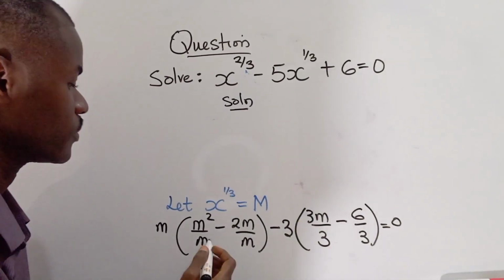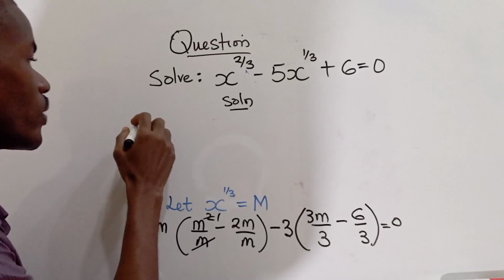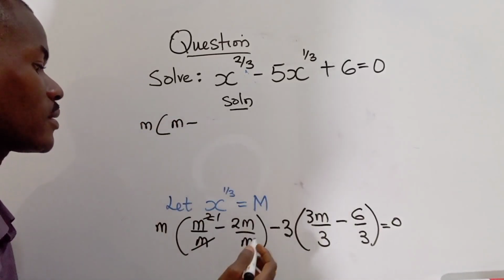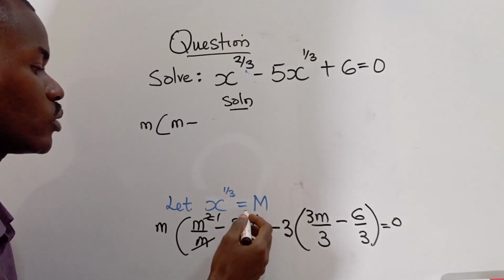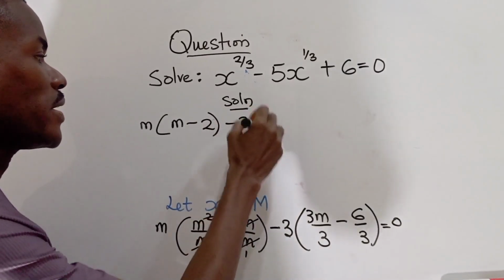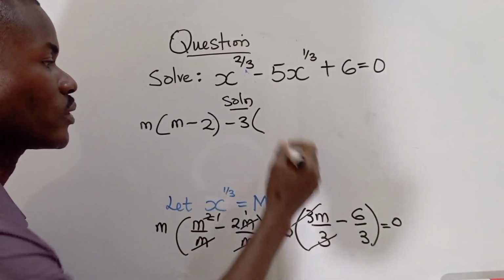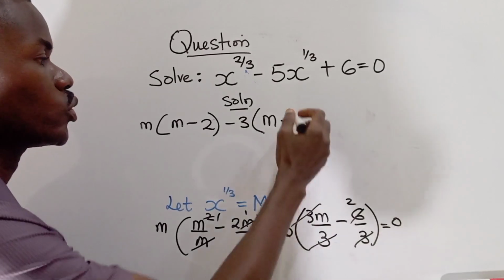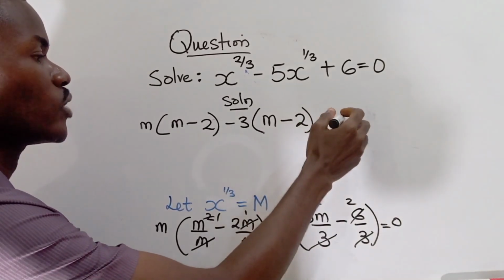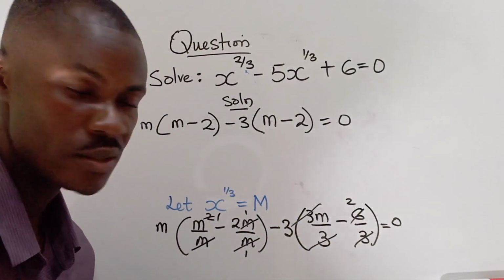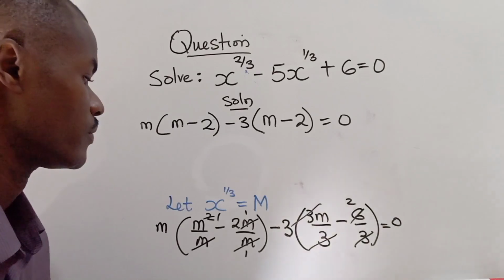So m is going to cancel 1 here. So we have m in brackets. So we have n minus. M is going to cancel, n is 1, 1. So we are left with 2. So we have minus 3 out there. 3 is going to cancel 3. We have m minus 3 is going to cancel 6, which is 2. That will give us equal to 0.